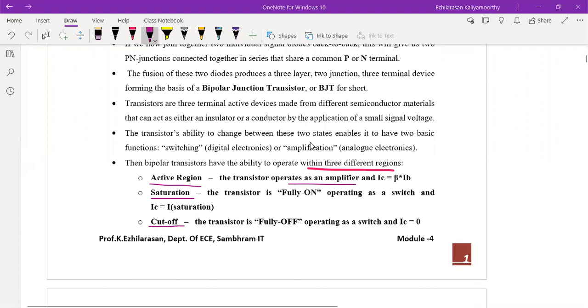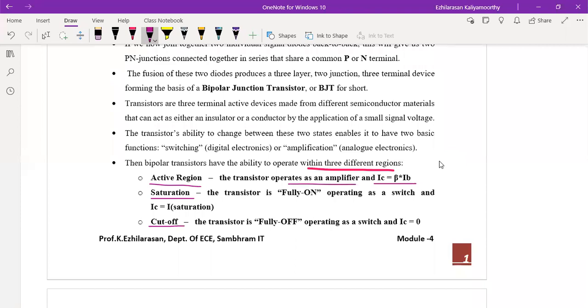For that condition, the expression is IC equals beta into IB, where beta is the gain factor, IC is the collector current, and IB is the base current. Previously we studied JFET and MOSFET. Here we are studying the BJT.